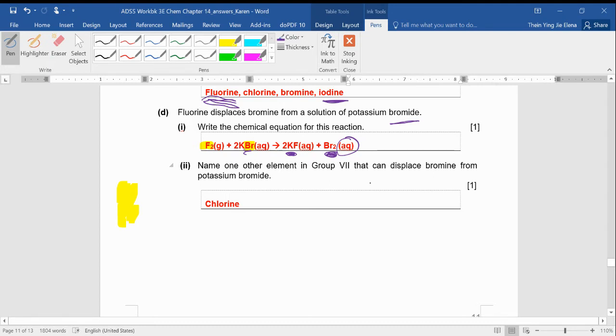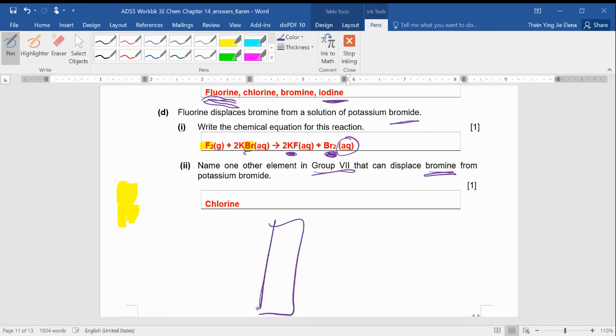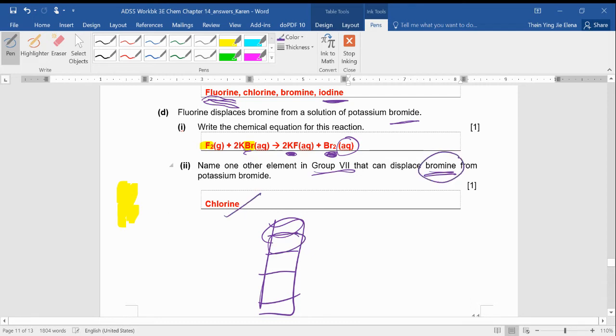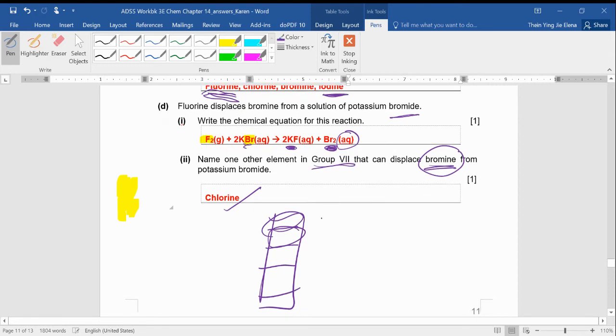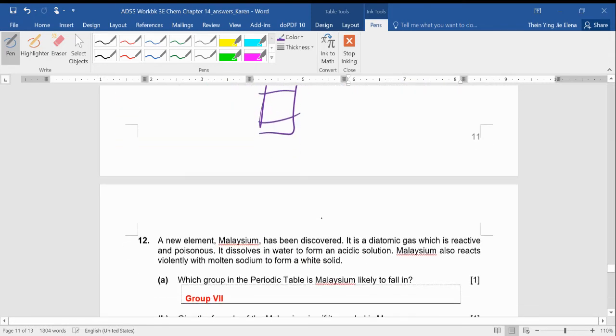Name one other element in group 7. So you just need to name another element that is more reactive. Okay, that can displace bromine. So just choose one of the elements in group 7 that is higher up in the periodic table, higher than bromine. So chlorine is higher up in the group compared to bromine.